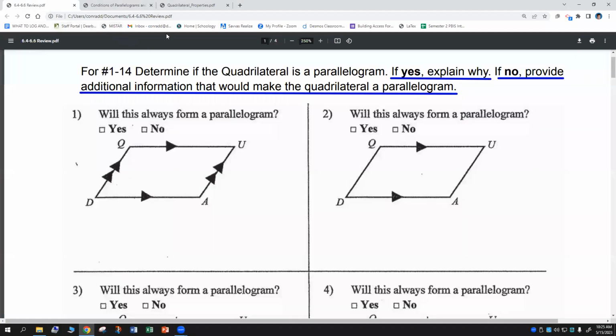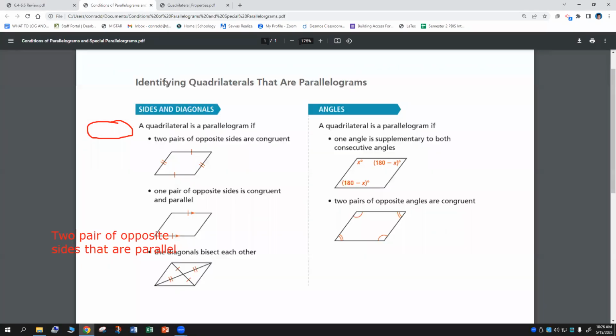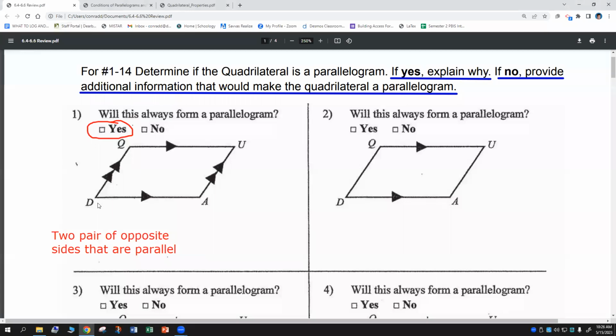All right, number 1, is this a parallelogram? Yes, it's a parallelogram because by the definition, it has 2 pairs of opposite sides that are parallel, and that's what those arrows indicate. Again, that's not one of the 5 ways listed here, because that's simply the definition of a parallelogram. If a quadrilateral has 2 pairs of opposite sides that are parallel, it is a parallelogram.